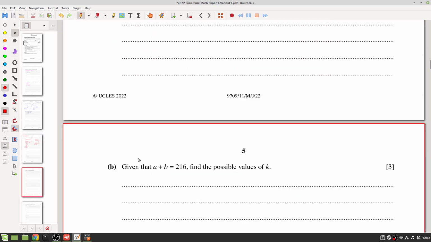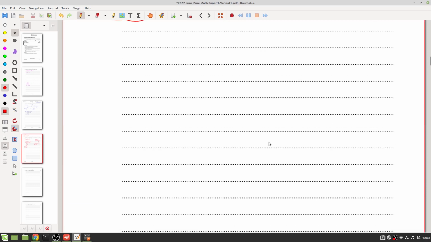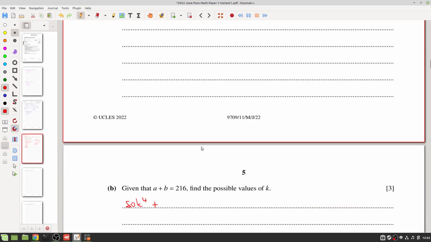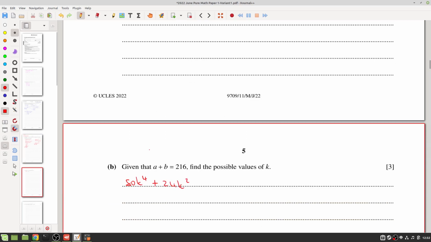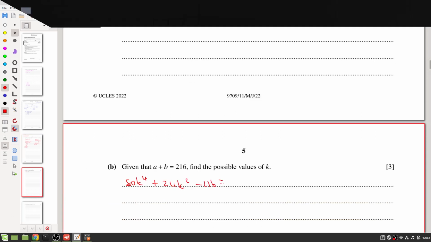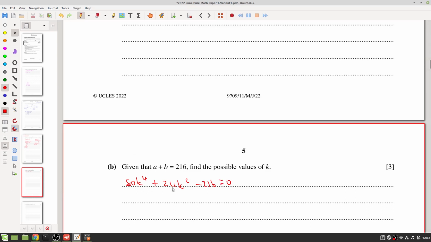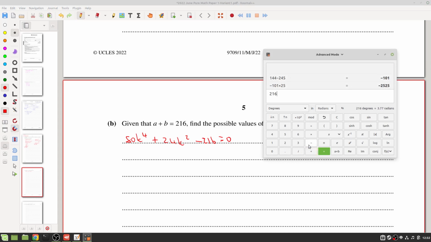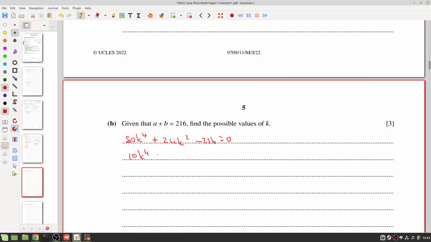All right. Now, given that a plus b is 216, find the possible values of k. Okay, so a is 80k to the power 4 plus b, which is 24k squared, is equal to 216. What we see, this is going to be a quadratic trinomial, so I'm going to bring the 216 across, equals 0. And let's see if we can simplify this a bit. So can we divide all of this by 8, maybe? Let's see, can we divide 216 by 8? Yes, okay, let's divide everything by 8. So that's going to give us 10k to the power 4 plus 3k squared minus 27 equals 0.